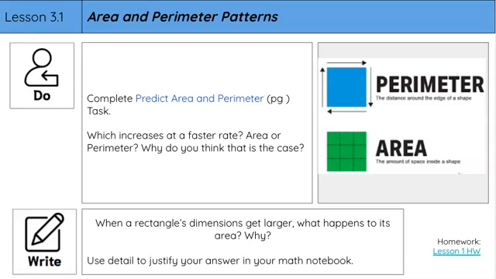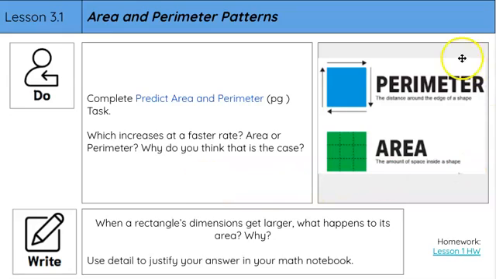Today we're going to look for patterns in rectangles' area and perimeter. Before we get started, think about what perimeter is and think about what area is. We've done both of these concepts in the past 2 units.